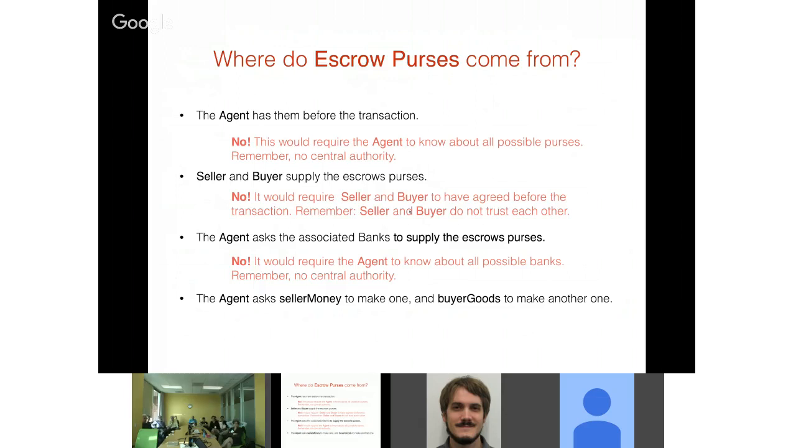So the option we ended up going with is that the agent asks the seller money to make one, and the agent asks the buyer goods to make one. Okay? And this is the way our protocol works, so that as part of the exchange, the escrow purses are created and then used in the exchange, and they've done that without any additional input coming in from outside.